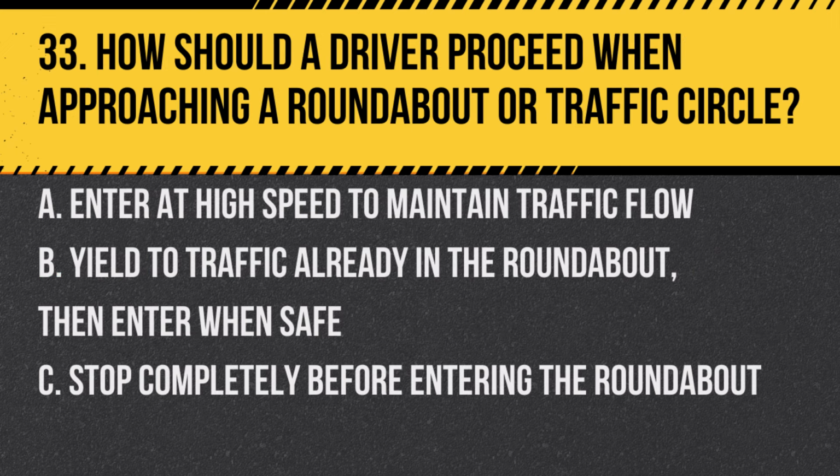Question 33. How should a driver proceed when approaching a roundabout or traffic circle? A. Enter at high speed to maintain traffic flow. B. Yield to traffic already in the roundabout, then enter when safe. C. Stop completely before entering the roundabout. Answer B. Yield to traffic already in the roundabout, then enter when safe. This rule helps maintain a smooth and safe flow of traffic within roundabouts.